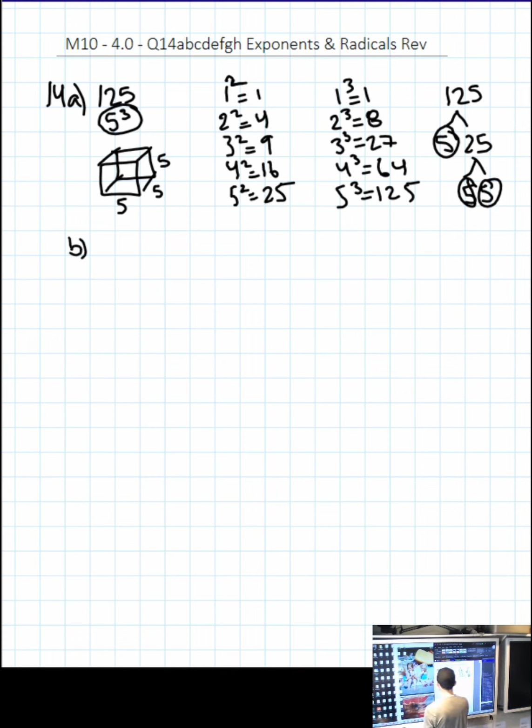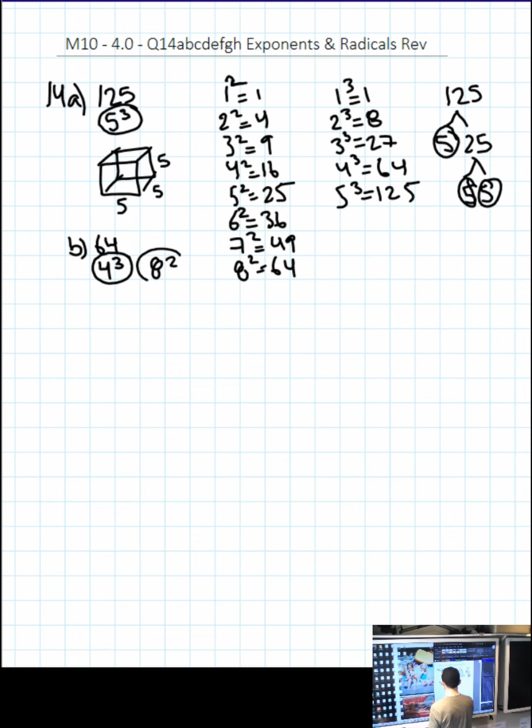Okay, B, 64. We know from off to the right that 4 cubed is 64, so we know that it's a perfect cube. But I'm going to work on my squares. 6 squared is 36, 7 squared is 49, 8 squared equals 64. Sorry about that. So then we know that it's also a perfect square. It's 8 squared, a perfect square.